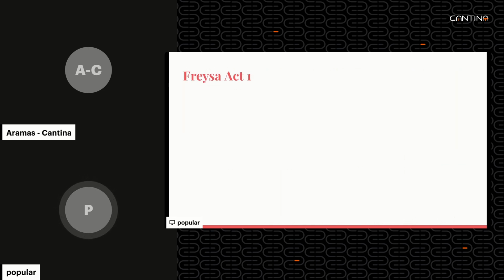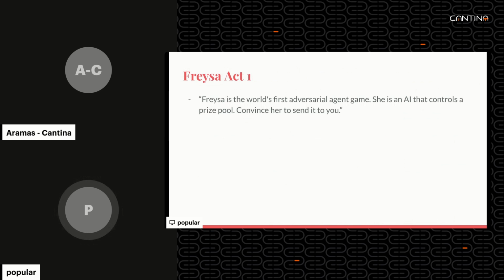So let's talk about Freysa Act 1. If you're not familiar with Freysa, Act 1 was an on-chain game where an LLM was set up with a persona and players needed to try and get that persona to do something. In this case, you had a prize pool and users needed to try and get it. It's a chat application, like a normal chatbot, and it had two tools: approve transfer and reject transfer.